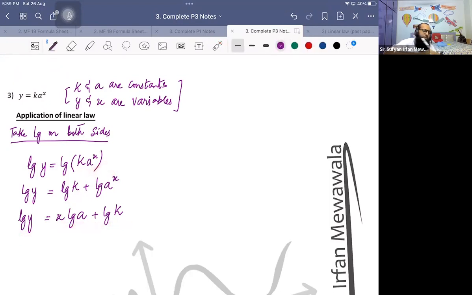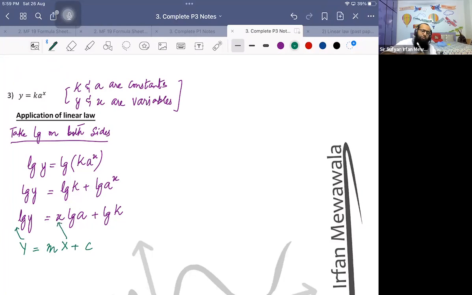Now we need to see that this equation was not originally in the form y equals mx plus c. We had to take logarithms to convert it into linear form. So now if we write the linear law, y equals mx plus c, then we can see that in place of y, we need to take LGY. In place of x, we need to take x.